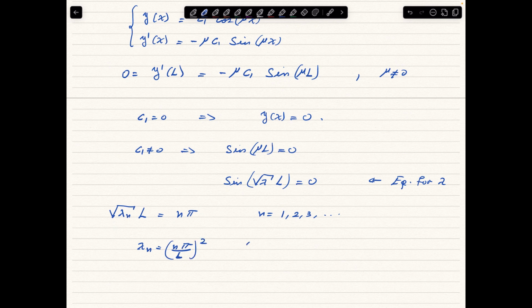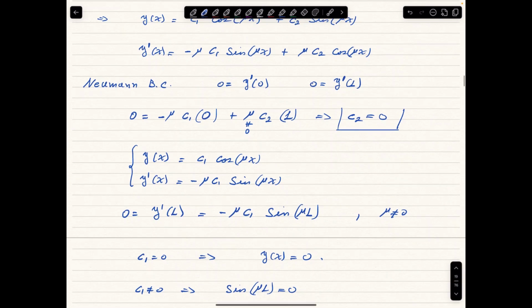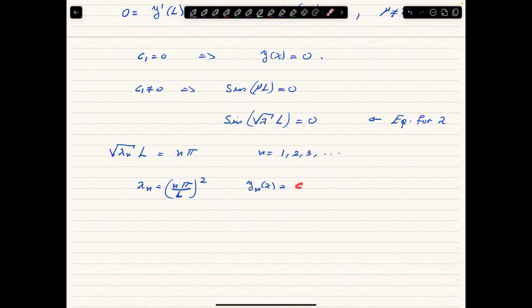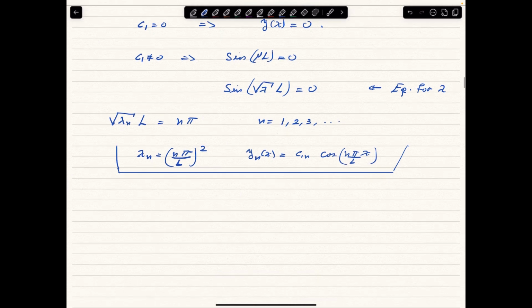But now the eigenfunctions yn of x, recall the sine comes from the derivative, but the function that we are solving for is yn, so they are c1 n cosine of n pi x over L. And recall n is 1 to infinity. So that's it. That is, we've obtained the eigenfunctions, but now they are cosines for the Neumann problem. The eigenvalues are the same, the eigenfunctions are different.